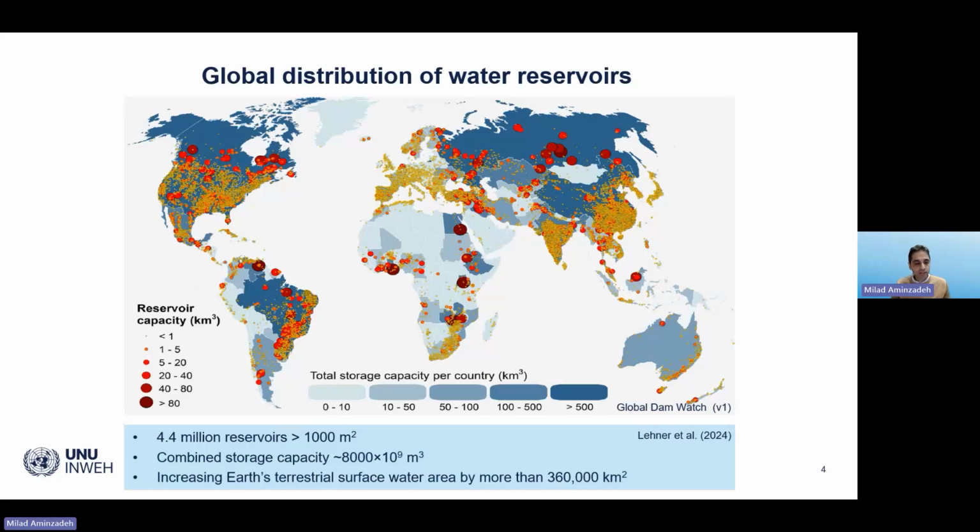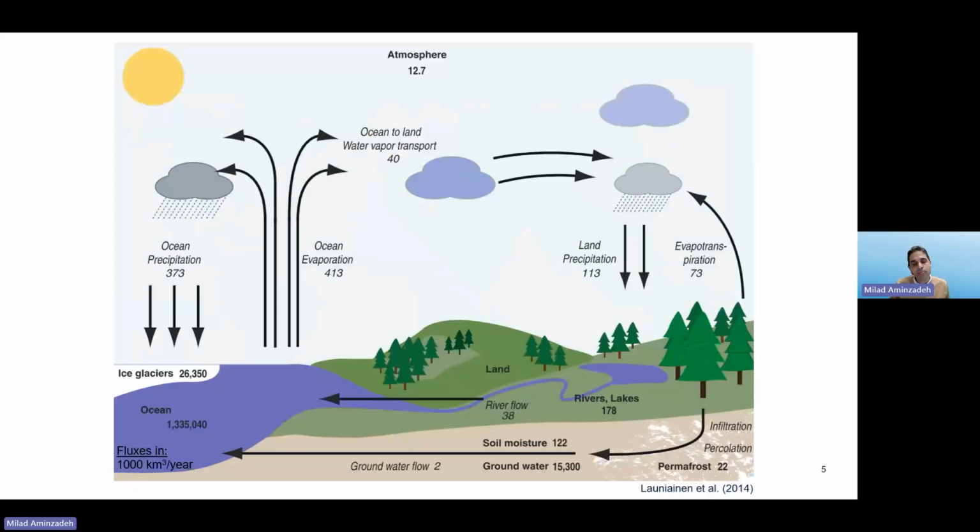Because of these human-made reservoirs, we are increasing Earth's terrestrial surface water area by more than 360,000 square kilometers. So we are storing water, but because of the increased area, we are exposing it to more evaporative losses. This is very important, especially in dry regions with very high atmospheric evaporative demand.